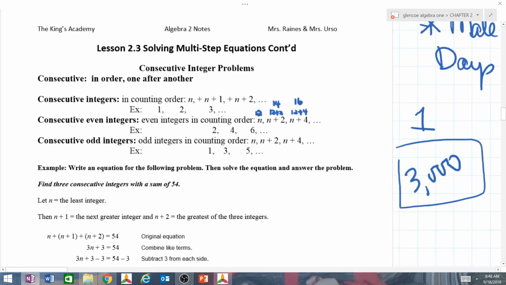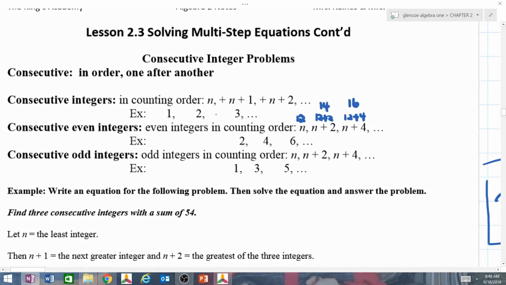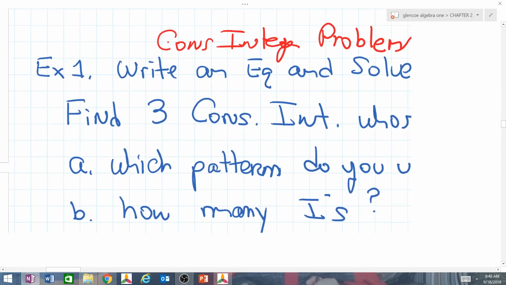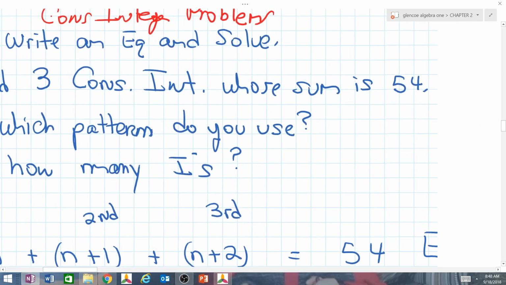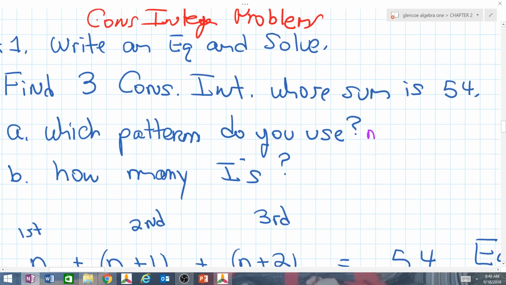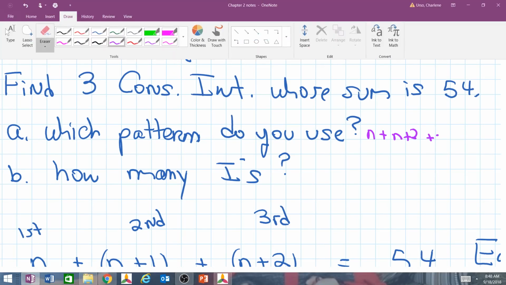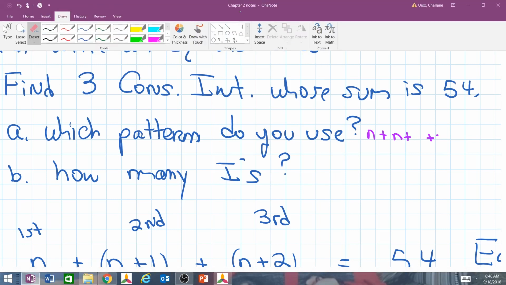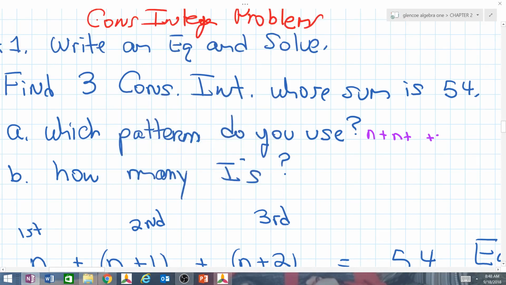So sorry. Here we go. Consecutive integers would be n plus 1, n plus 2. So if they say find 3 consecutive integers whose sum equals 54, I am going to use this pattern. n, n plus 1, n plus 2. Now you guys got me saying the wrong thing. Are you with me? Okay, so that's the pattern.